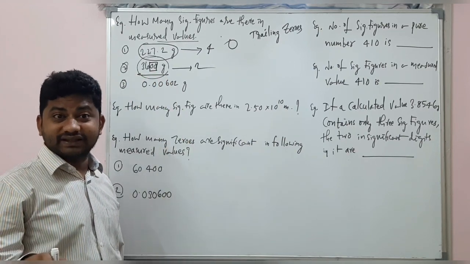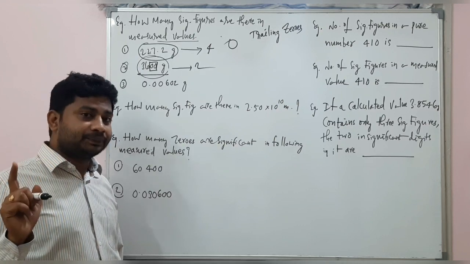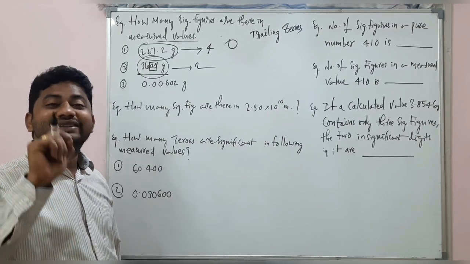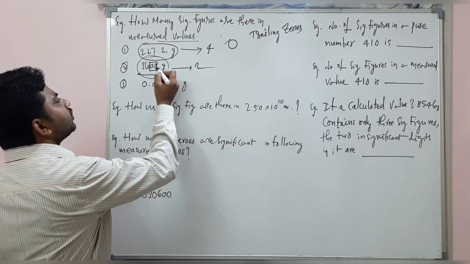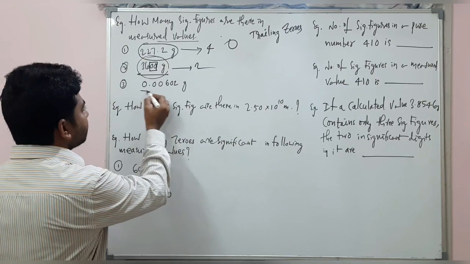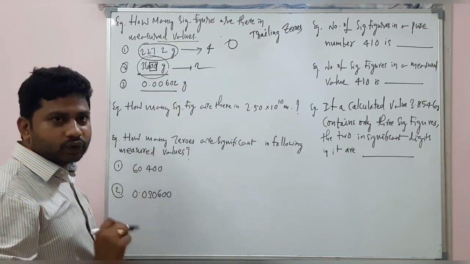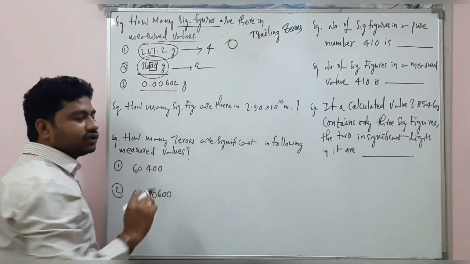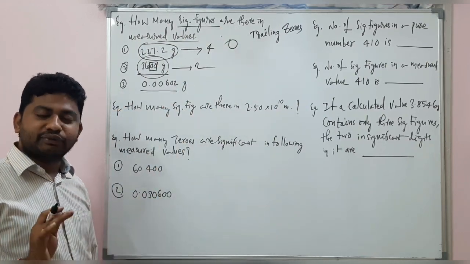Questions can also be asked in this way. Listen, my dear students. How many zeros are insignificant? 2 zeros are insignificant. That's why we removed them. Okay. Now, the last question in this set. The question is, how many significant figures are present?